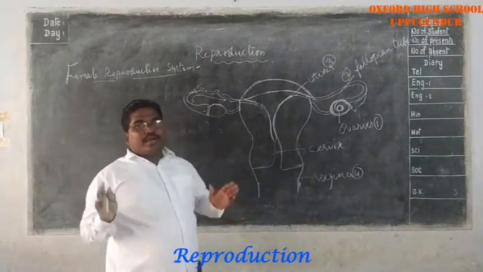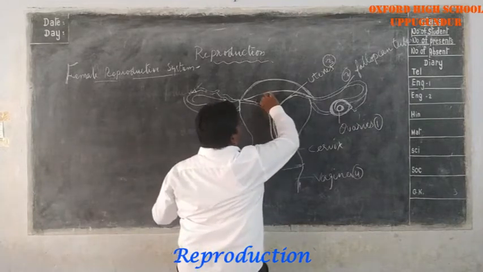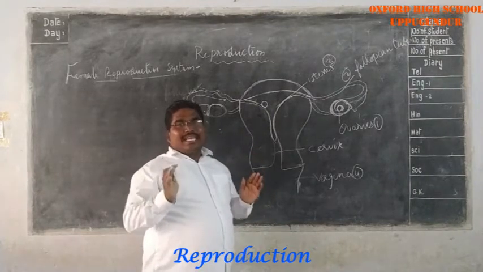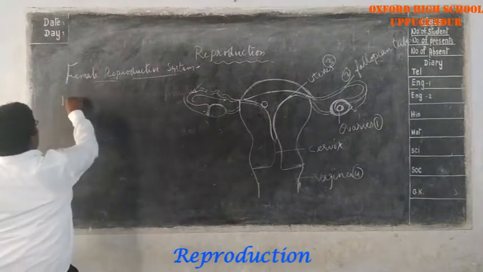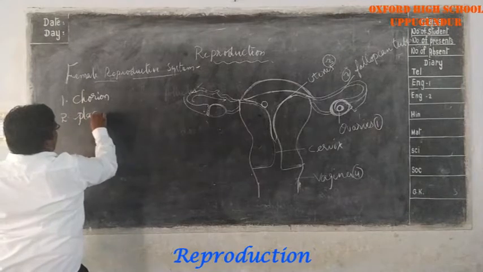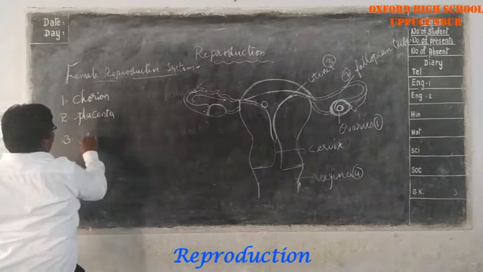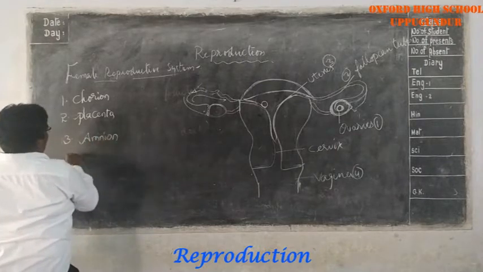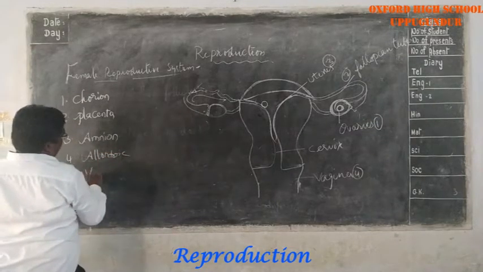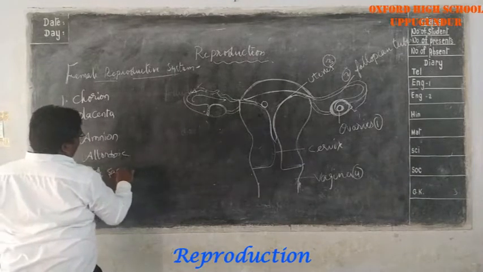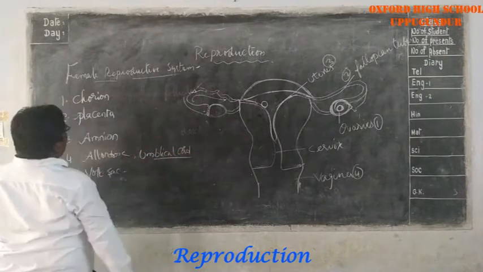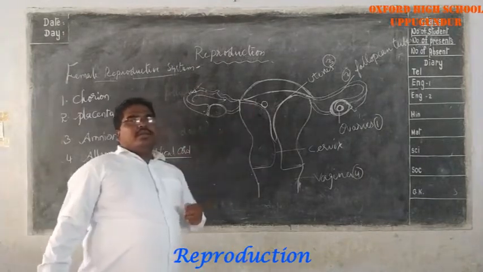Now, in this section, we are going to discuss what happens after the embryo reaches the uterus. Certain cells of the uterus develop into different layers. What are those layers? The first one is chorion. Another one is placenta. The third one is amnion. The fourth one is allantois. Then the yolk sac. Here the umbilical cord is also present. So these are the parts that develop from this embryo.